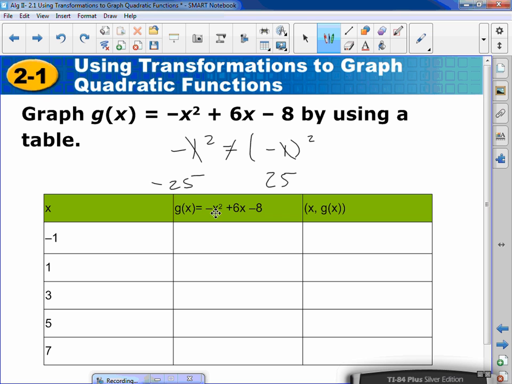So here, if I look at x squared, this actually means negative 1 squared when I'm doing the first one. What's negative 1 squared? Because it's in the problem, negative 1 squared is 1. Now make it negative because there's a negative out front.